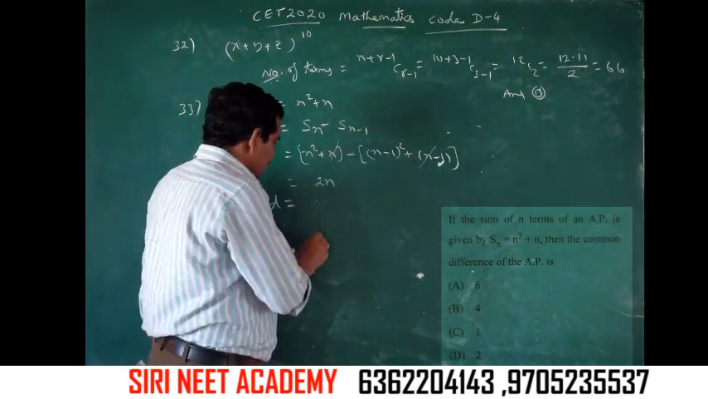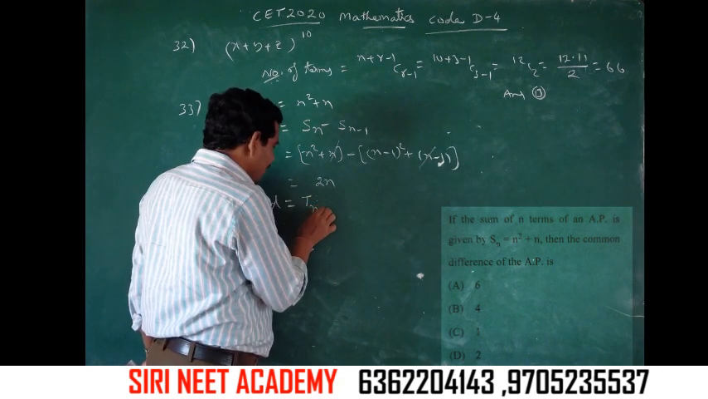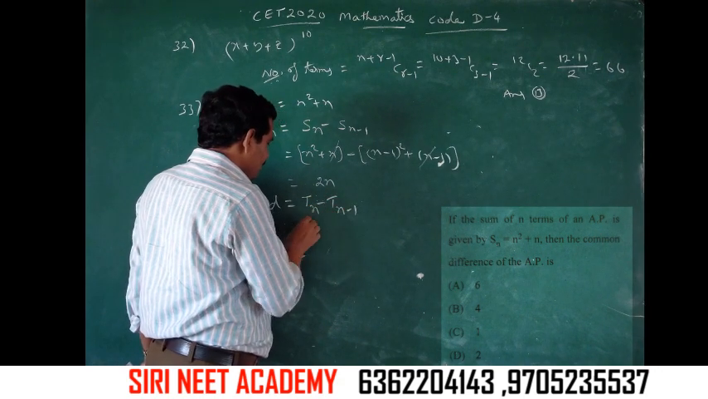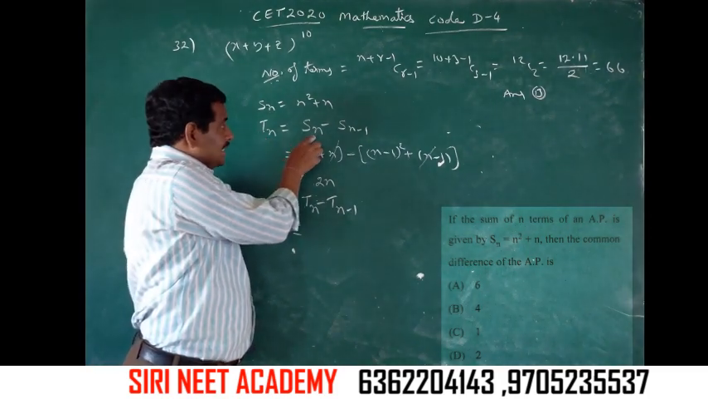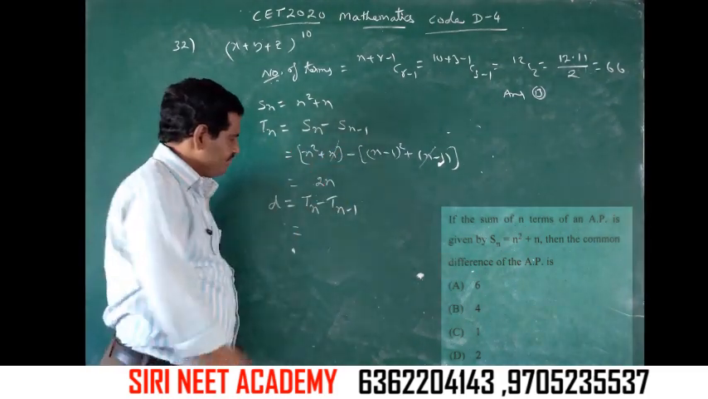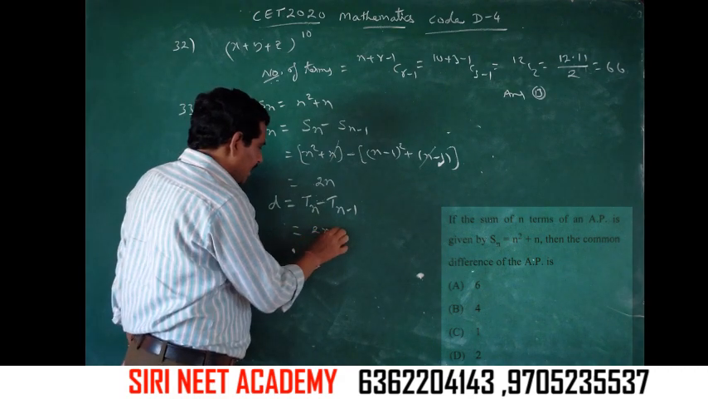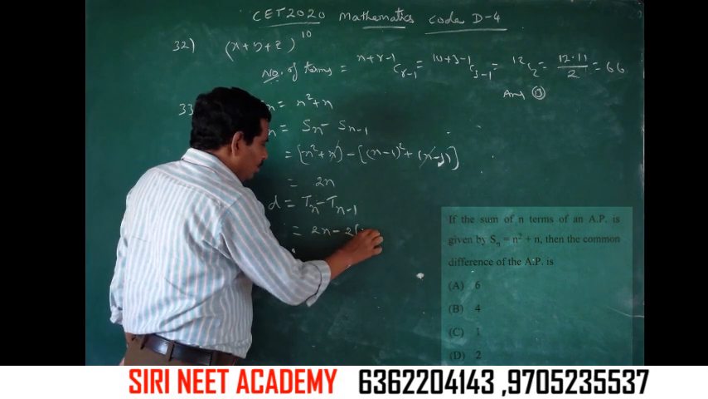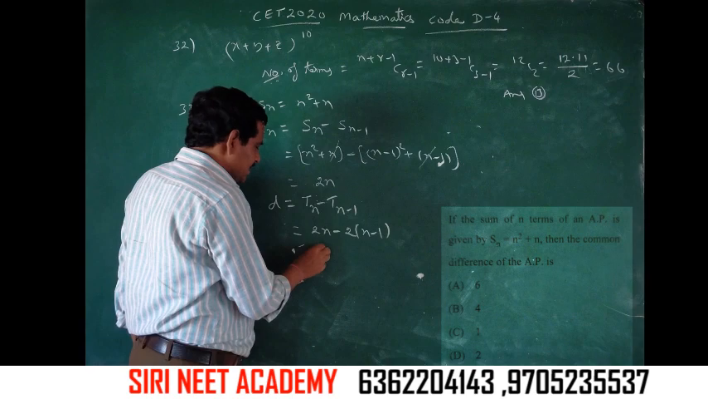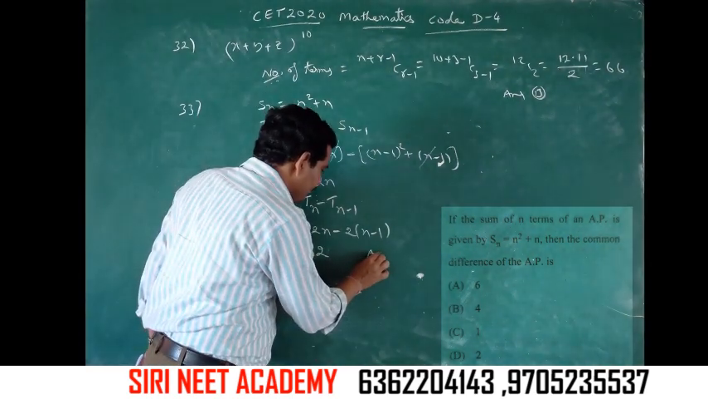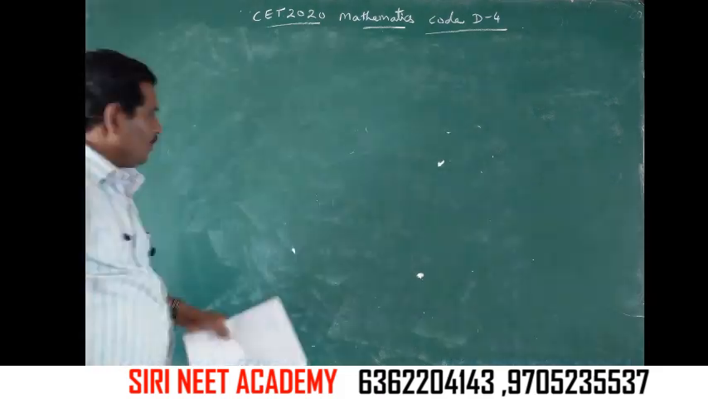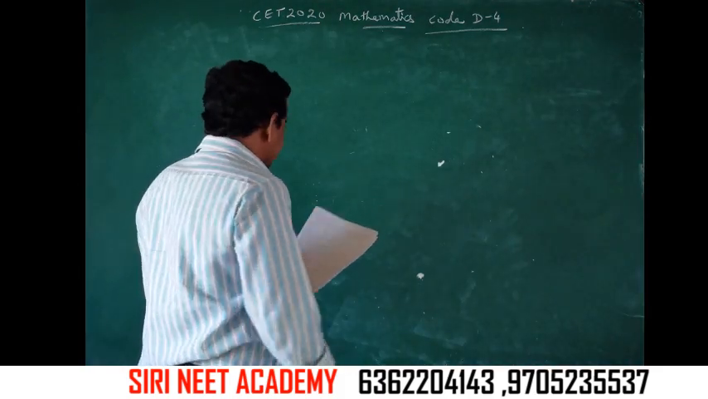The common difference is the difference between any two successive terms, and any term can be found by subtracting successive summations. Tn is 2n, tn minus 1 is 2 into n minus 1, 2 into n cancels, answer 2. So option D. Question number 36.